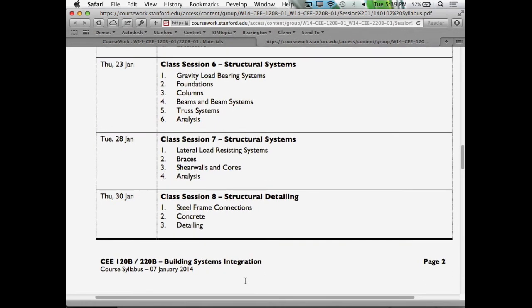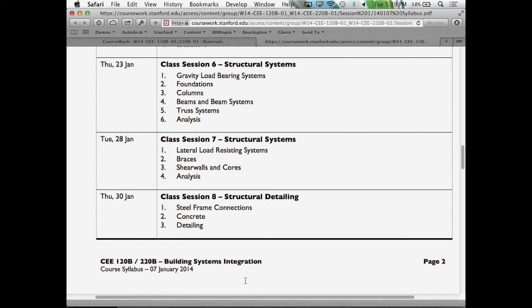We'll get into structural systems, which I know is a favorite topic of many of you here in the room. We'll look at the gravity-bearing systems. We never really got very much of a chance to talk about foundations before, so we'll get deeper into beams and beam systems, take a look at truss systems and how all these things ultimately get used in analysis tools. So we get some feedback about our sizing and really try to think creatively about how we create structural systems that support different types of buildings.